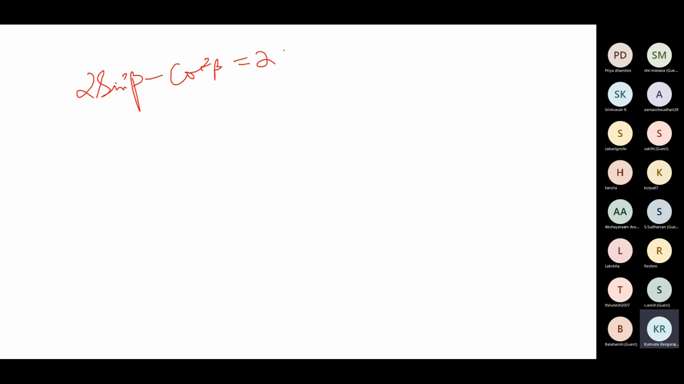Now, 2 you can write in bracket sine square beta plus cos square beta. Yes or no? What is sine square beta plus cos square beta? 1, ma'am. 2 into 1, 2. We are not changing the value of the equation given, correct?